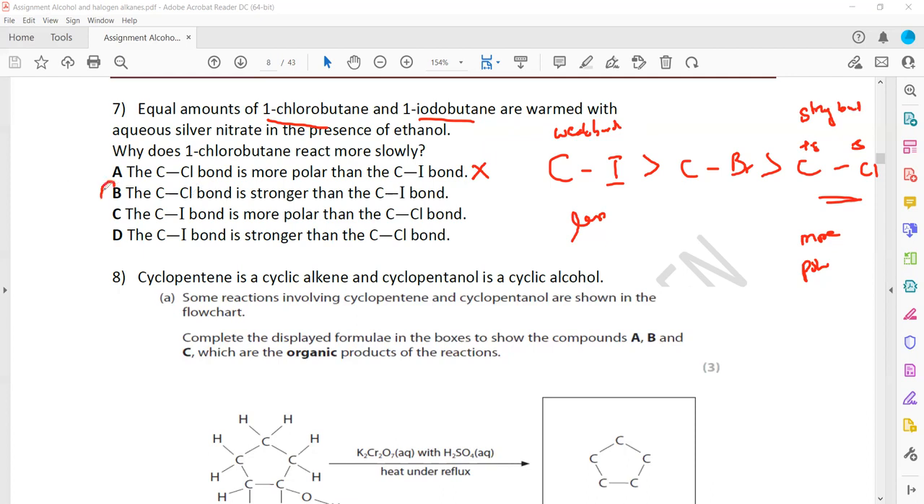So option B is the right answer: the bond between carbon and chlorine is stronger compared to the bond between carbon and iodine. When bonds are stronger, the reaction of that compound will be slower.